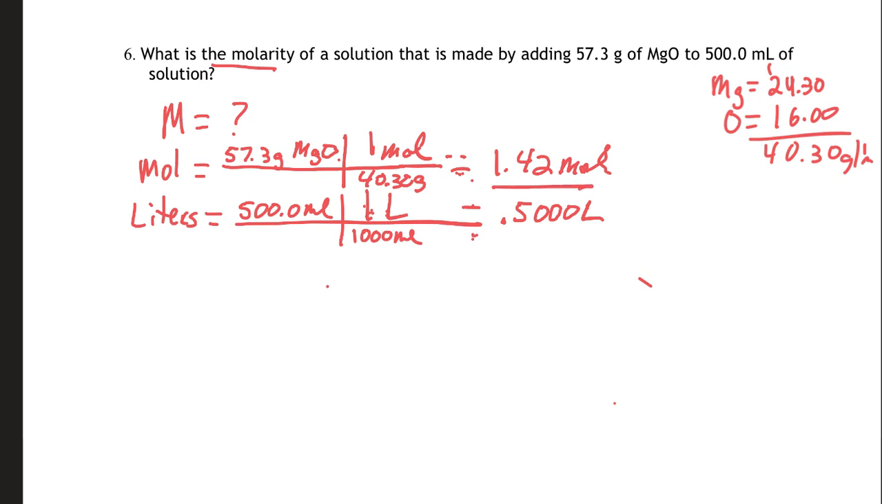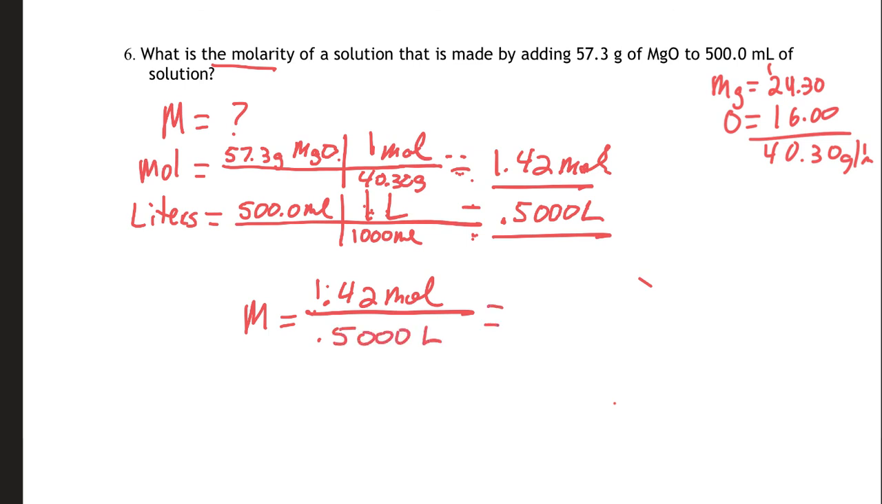I have liters. I'm solving for the molarity. So the molarity formula is molarity is equal to 1.42 moles divided by 0.5000 liters. So that's going to be, and I'm going to need to have 3 significant figures, 2.85 for molarity.